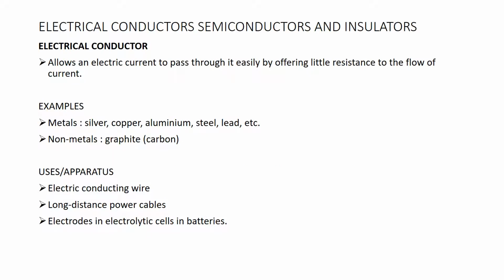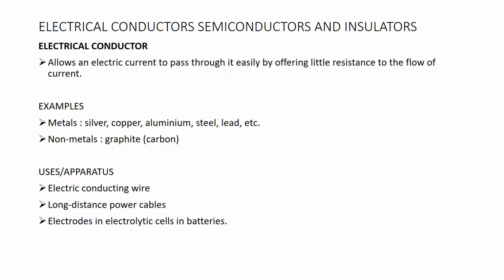Now we're going to look at electrical conductors, semiconductors, and insulators. We're going to start with electrical conductors. An electrical conductor allows an electric current to pass through it easily by offering little resistance to the flow of a current. So for example, in your wires, you have very little resistance to the flow of current because you want your current to flow through your wire for electricity to be connected. Your examples are silver, copper, aluminium, steel, lead, etc.